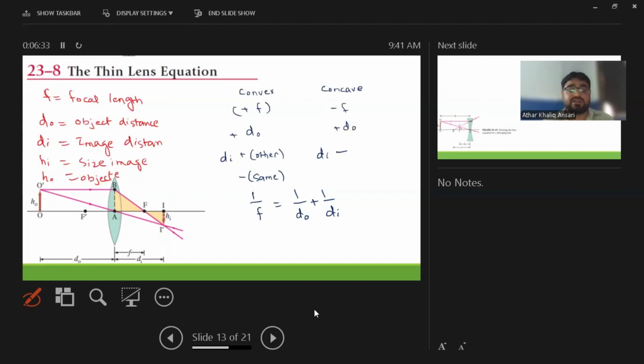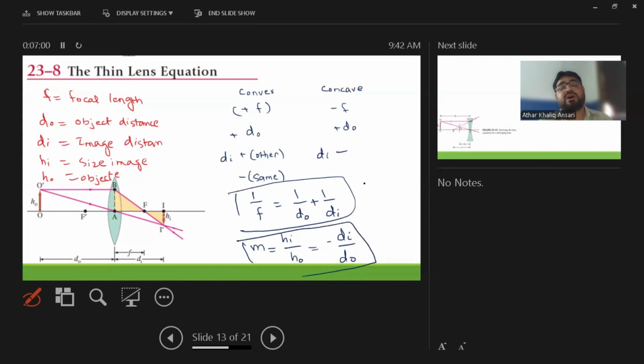The other thing is magnification. Magnification can be calculated in two ways. It is hi over ho, the size of the image over the size of the object, or it is the distance of the image over the distance of the object with a negative sign. You can use either of them, depending on the required quantity. The third thing is, if they ask you to find the power of the lens, the power of the lens is 1 over f.